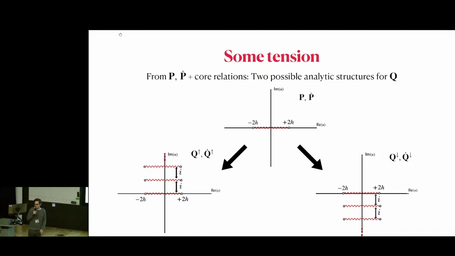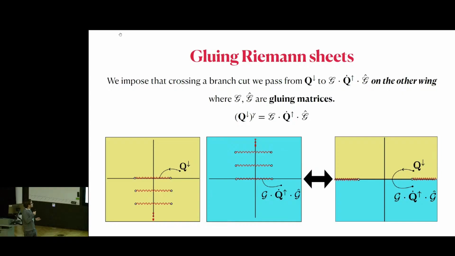You get two different possibilities, one in which the Q's have a ladder of short branch cuts in their upper half imaginary plane, and one in which they have a ladder of short branch cuts in the lower imaginary plane. So how is this consistent with our assumption that the Q functions have a long branch cut? Well, this is where gluing comes to the rescue. The idea is that you have these two possibilities, either this, with a long branch cut, or these two guys where there is a ladder of short branch cuts.